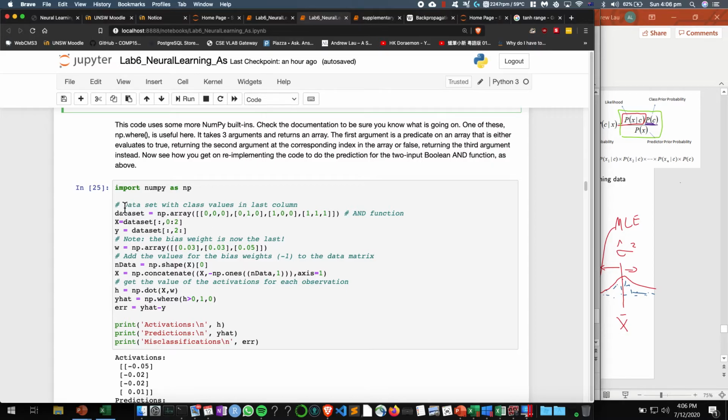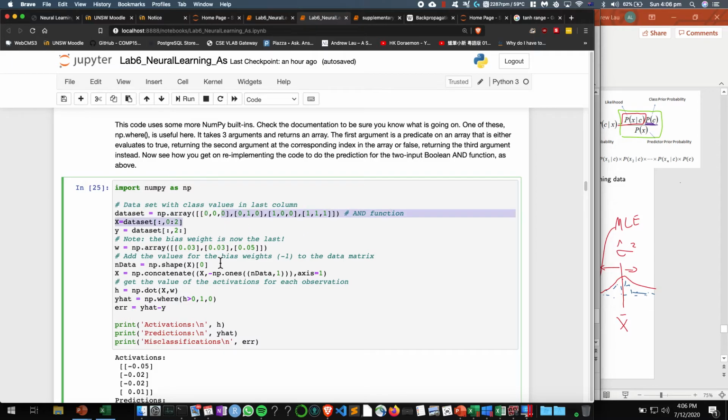So we repeat this exercise, but we apply it to the AND function. Again, the first dimension here, each of these is an observation. Within each observation, it's feature 1, feature 2, target, feature 1, feature 2, target, and so on. We build up our design matrix, and we initialize our weights. Well, we know what the weights are; they've been given to us.